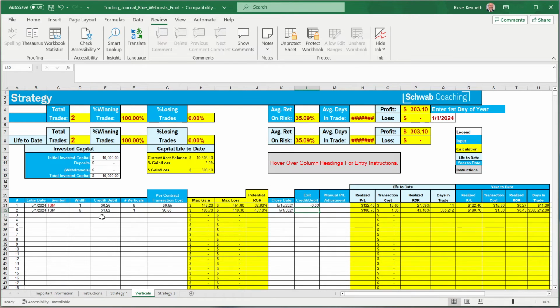So we entered in at a debit. Oh, you know what? I need to change this number right here. That needs to be a negative $1.82. I was looking at these numbers thinking, you know what? That doesn't look right to me. Okay, but let's make that correction.